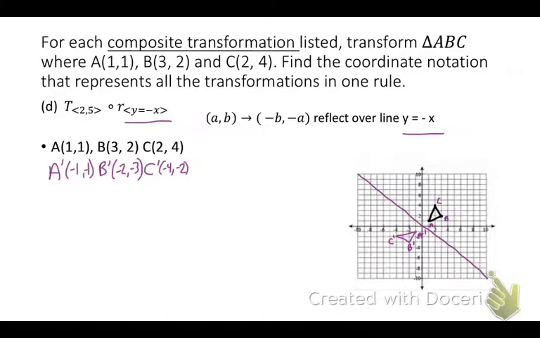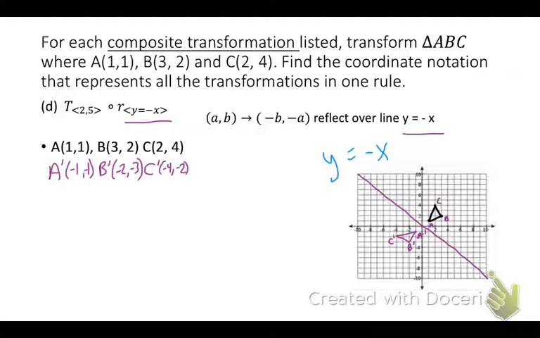In this example, we're looking at reflecting it over the line y equals x first, and then translating it. So to reflect it over the line y equals negative x, we're going to switch places with x and y, and also change our signs. So the point (1, 1) becomes (negative 1, negative 1). The point (3, 2) becomes (negative 2, negative 3), and the point (2, 4) becomes (negative 4, negative 2). So that's reflecting it over the line y equals negative x. That's this line here, y equals negative x.